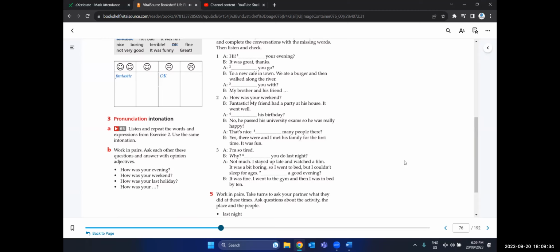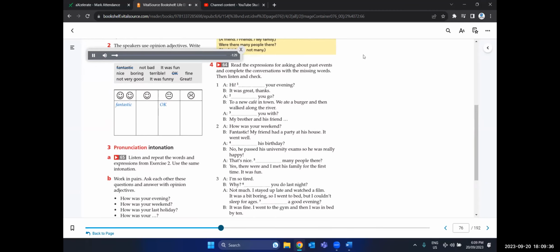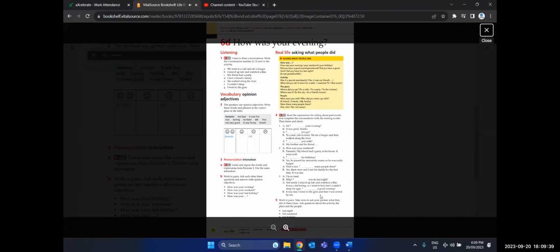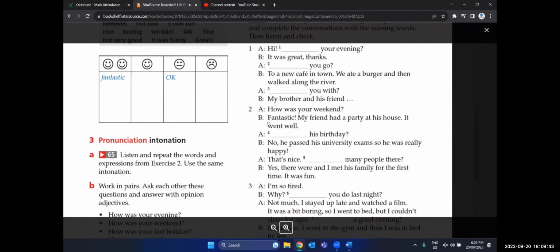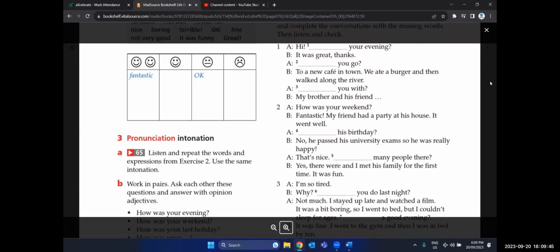Track 64, Unit 60, Conversation 1. Fine. How was your evening? It was great, thanks. Where did you go? To a new cafe in town. We ate a burger and then walked along the river. Who were you with? My brother and his friend from when he was at school.